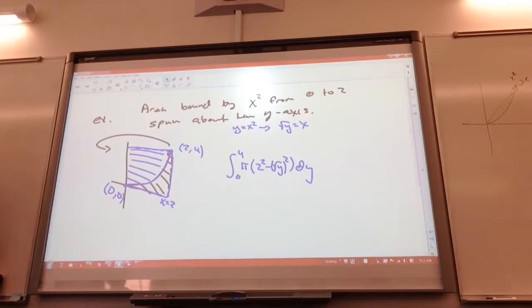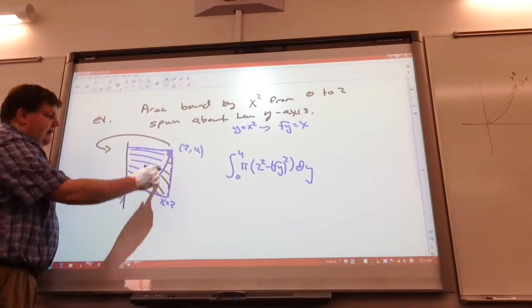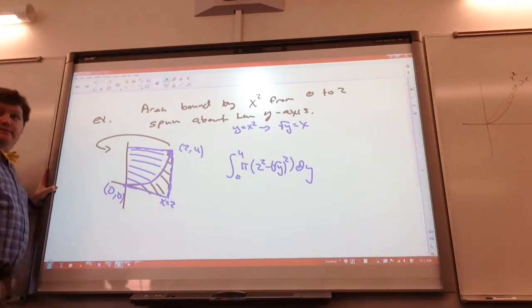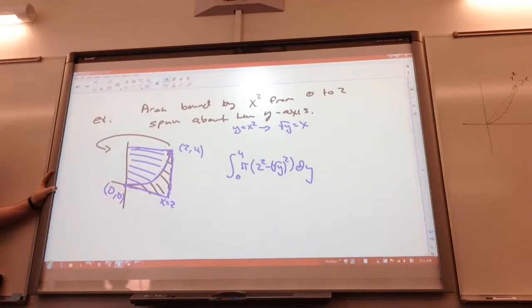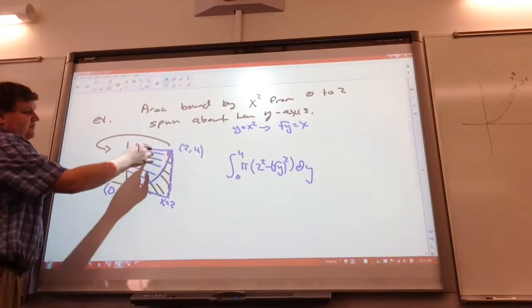Yes? Where did 2 squared come from? 2 squared, as I was explaining, the area in black is what we wanted. Right. Okay? And that's capped off by x equals 2 on this end. Yeah. Okay? Well, when I switch it over to y, the function root y is going to be the stuff that's in blue here, not the stuff in black.